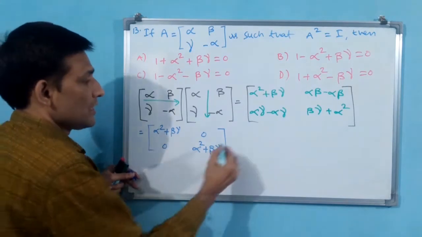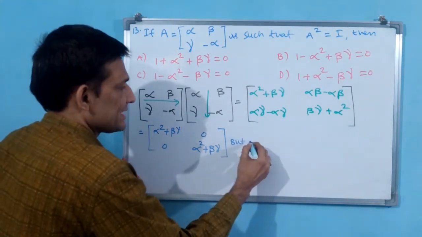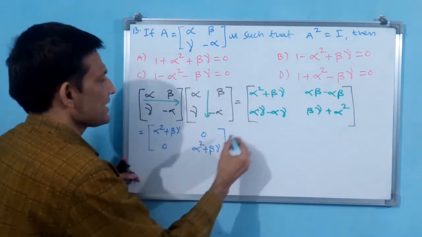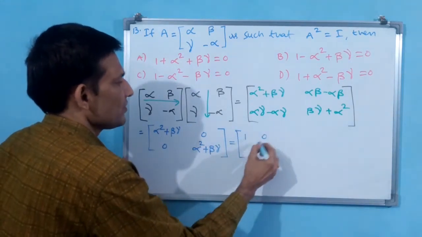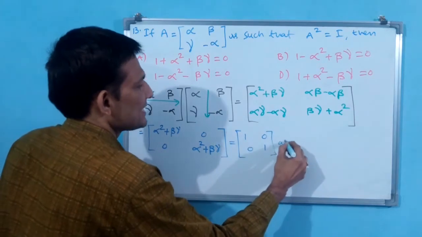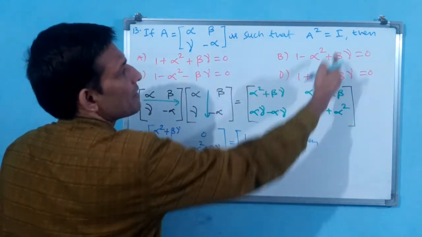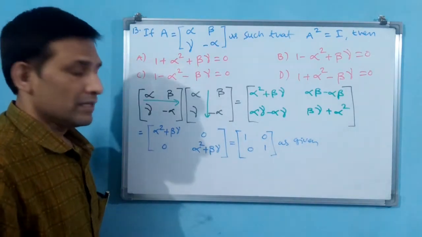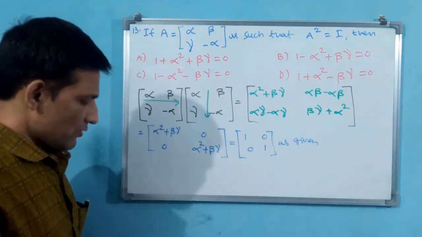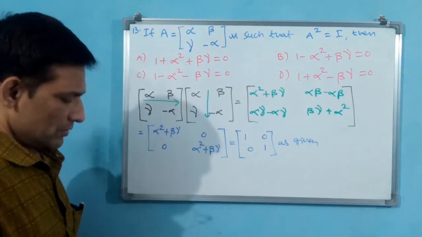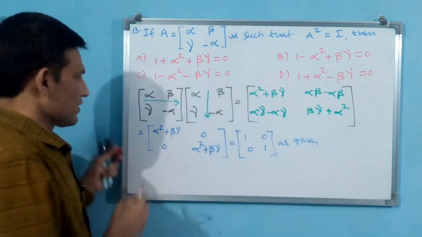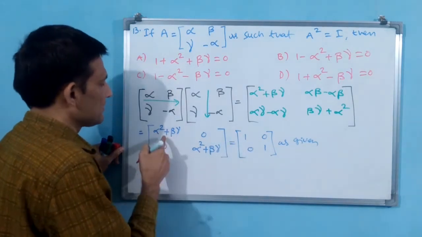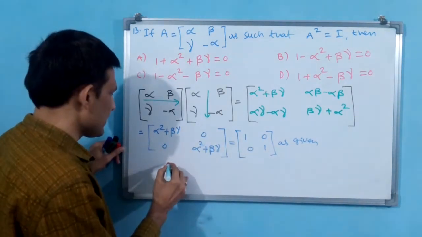You see now. Or you can write like this directly: 1 0 0 1 as given. Why? Because it is given that this is equal to I. Now further, what can you do? If you take this, see, both are same. Alpha square plus beta gamma, any one you can take.